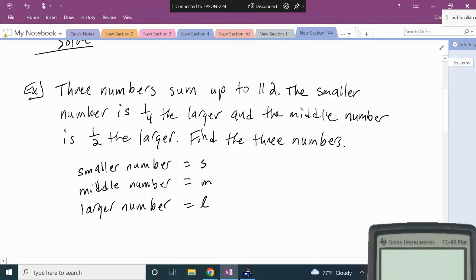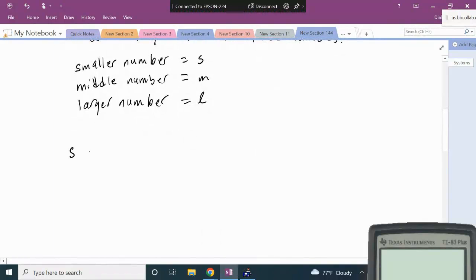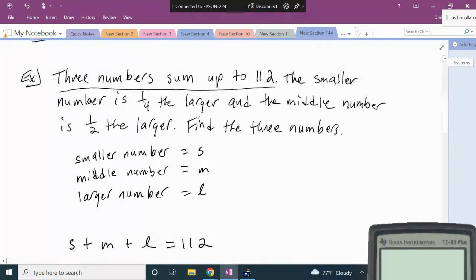So if we look at this, it's giving us three statements. The first statement says that the three numbers sum up to give us 112. So if we add the smaller number plus the middle number plus the larger number, that should equal 112, and that is actually an equation. Just remember, wherever you see "is", it's synonymous with the equal sign.